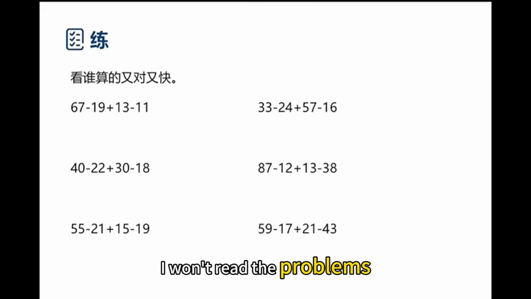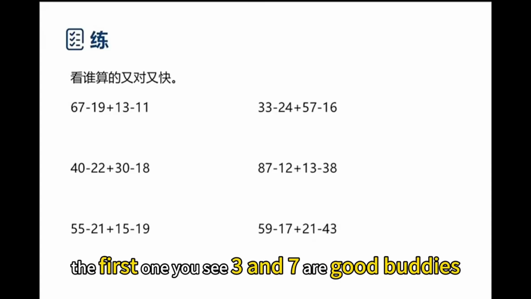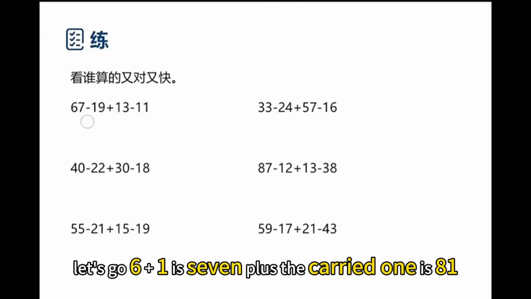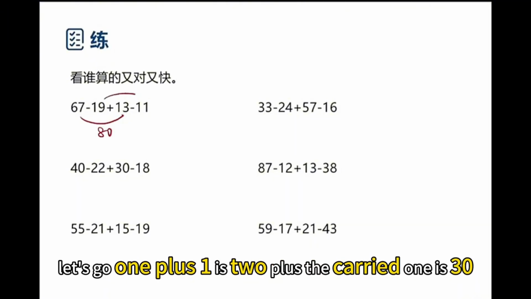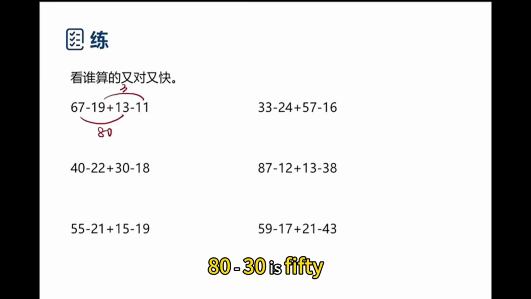I won't read the problems. You should all be finished. The first one. You see 3 and 7 are good buddies. Let's go. 6 plus 1 is 7. Plus the carried one is 80. 1 and 9 are good buddies. Let's go. 1 plus 1 is 2. Plus the carried one is 30. 80 minus 30 is 50. Watch the signs. Don't get them wrong.